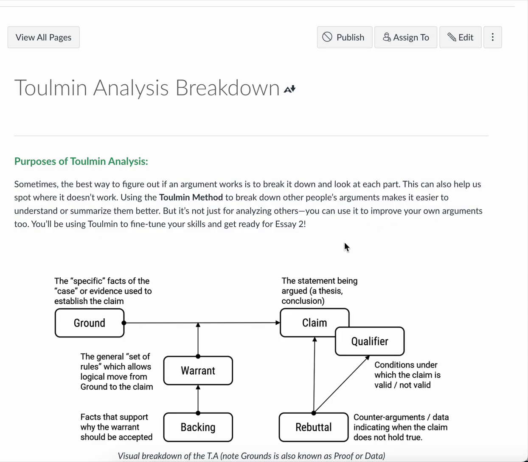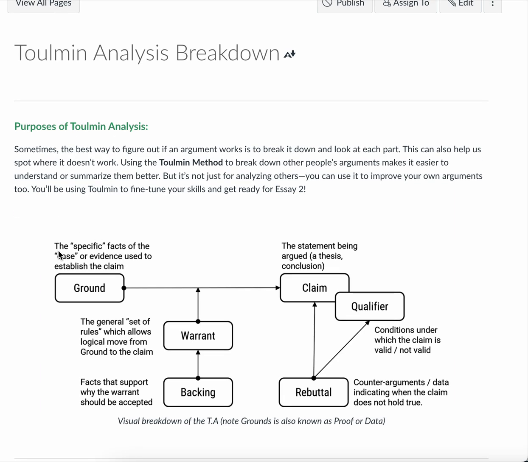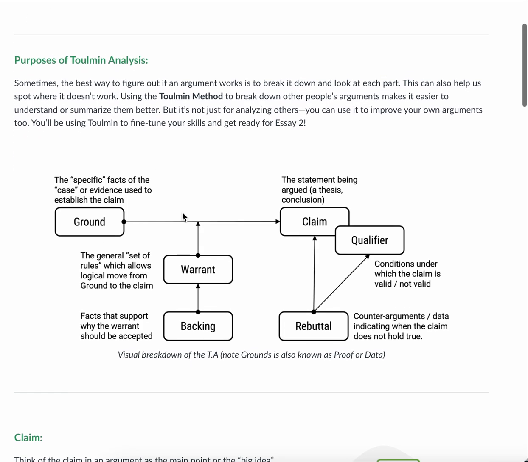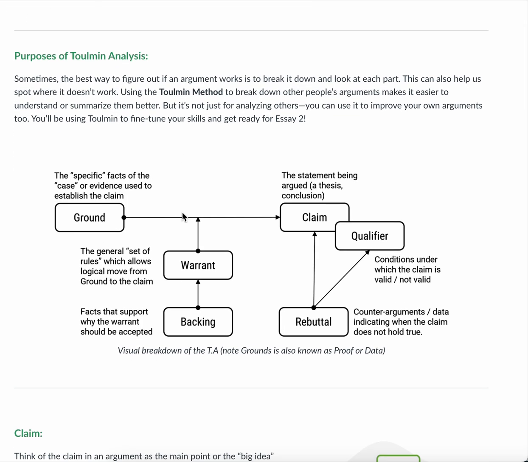We're going to break down the Toulmin method, or the Toulmin analysis, which is a great way for us to analyze arguments. Whether you're looking at someone else's argument or building your own, this method will specifically help you break down the different parts of an argument and see how they fit together. The Toulmin method is useful because it helps us figure out if an argument is strong or weak, and we can do this by simply looking at its structure.